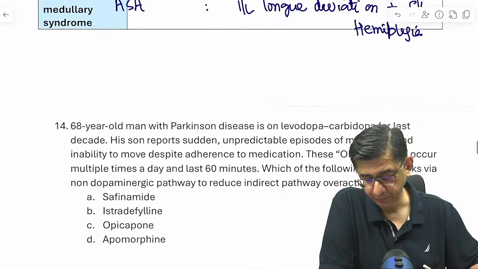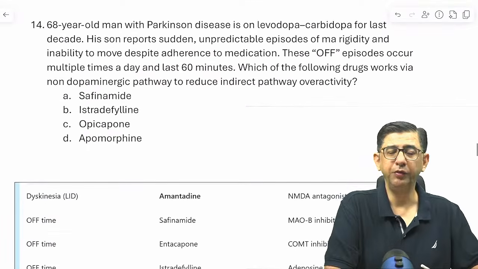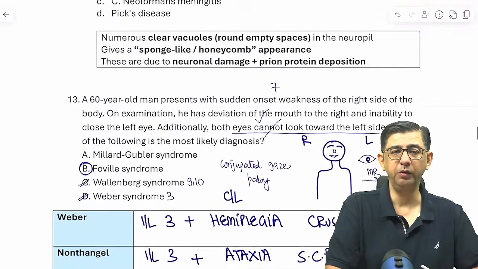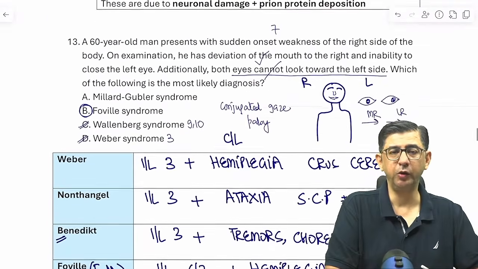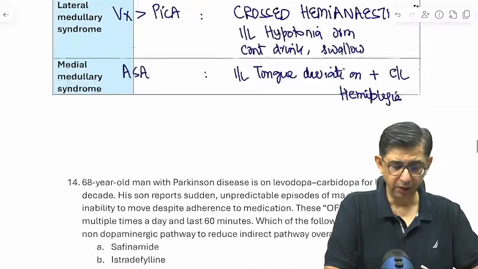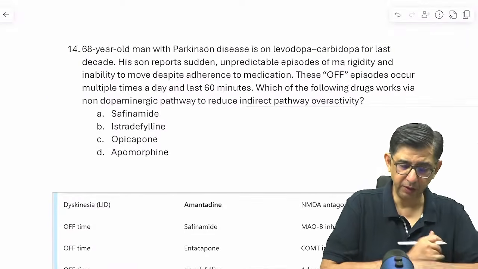Exactly. So moving ahead, I invested some time into the common varieties of stroke, and most guys were spot on to pick up the gaze palsy. Let's move on to the 14th one here.